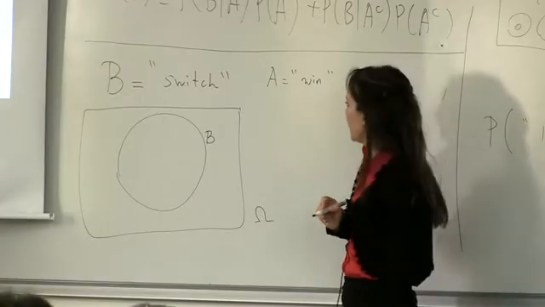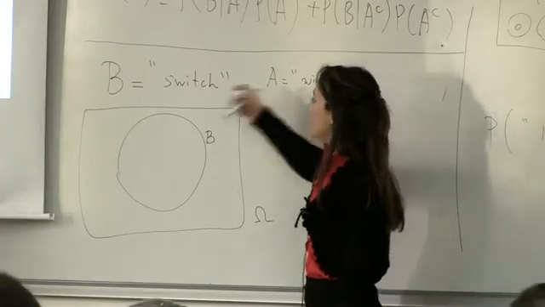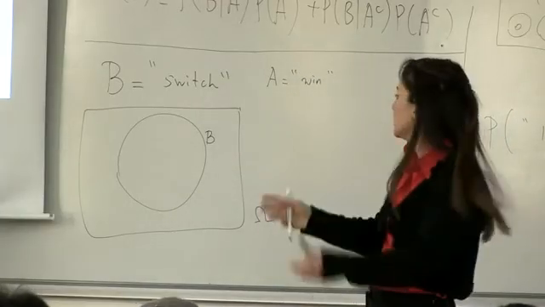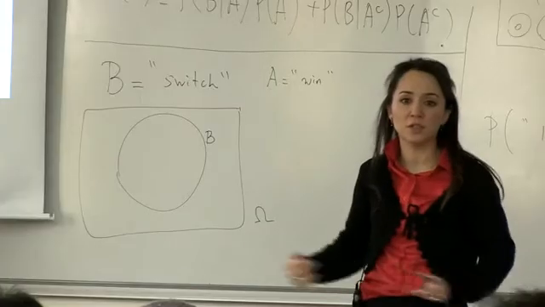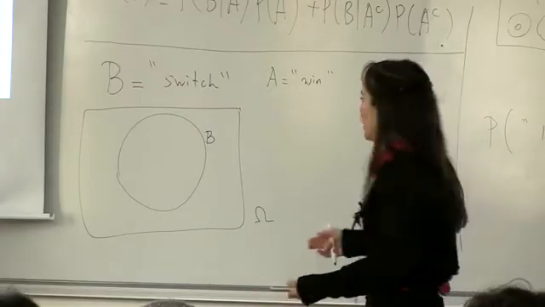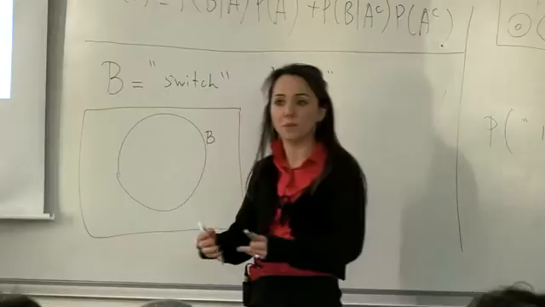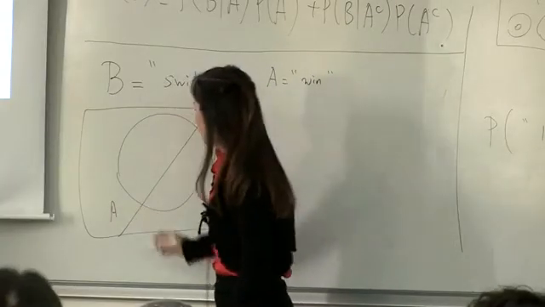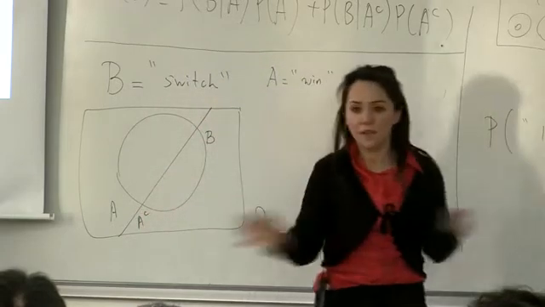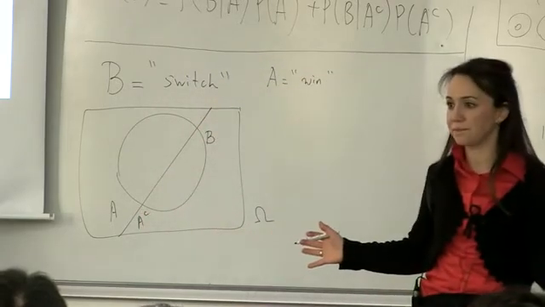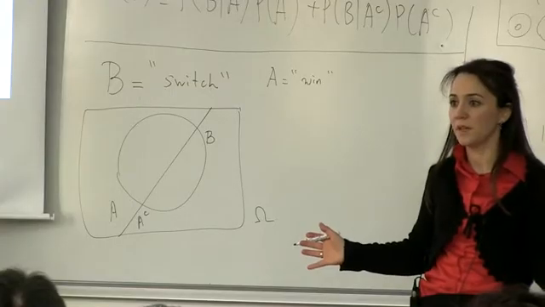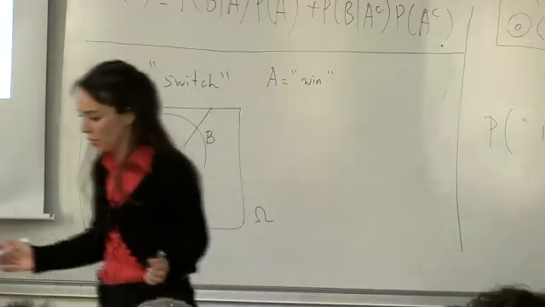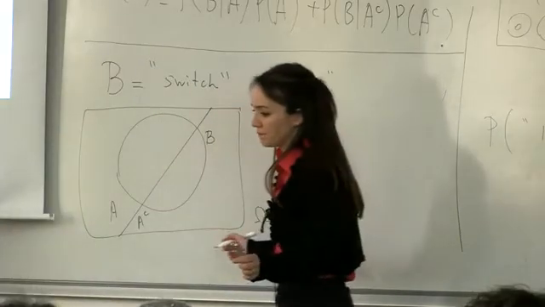Now, are A and B disjoint? No. I can switch and win. I can not switch and win. So they are, in general, sets with a non-empty intersection. So, for example, this is set A, and this is set A complement. A and A complement partition the sample space. And they are disjoint.